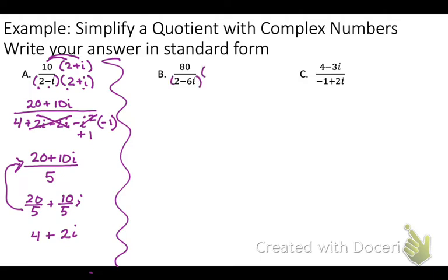Yep, and I'm going to write it off to the middle because I don't want to write it twice. But I have to multiply it to the top and the bottom, the numerator and the denominator, right? So the numerator is easy. So what do I get? 160 plus 480i. Yep, I have to distribute to everything, right?